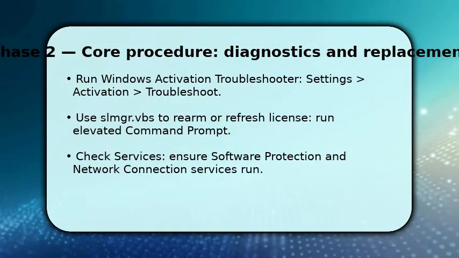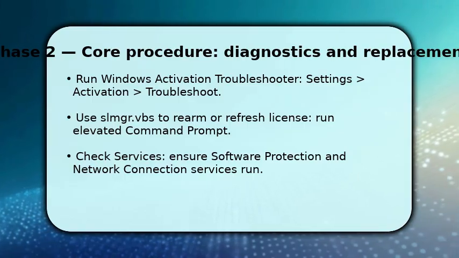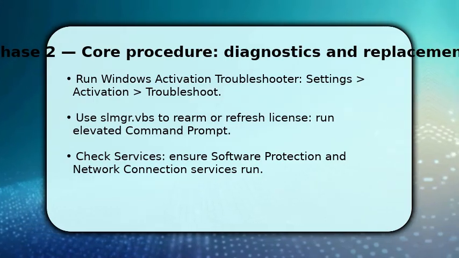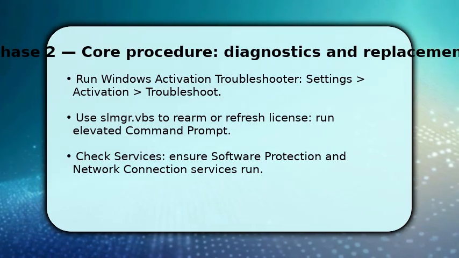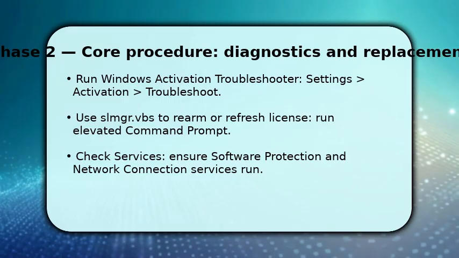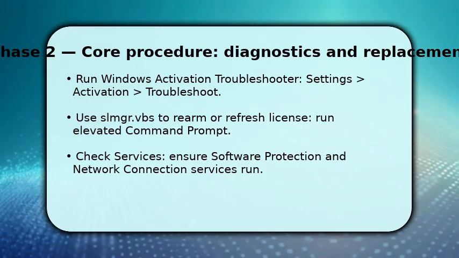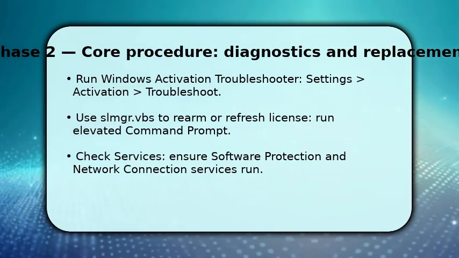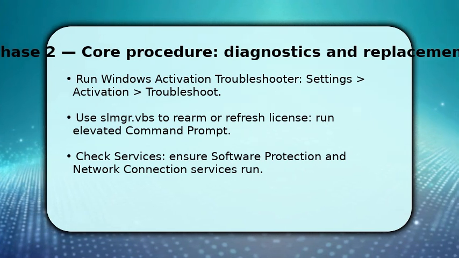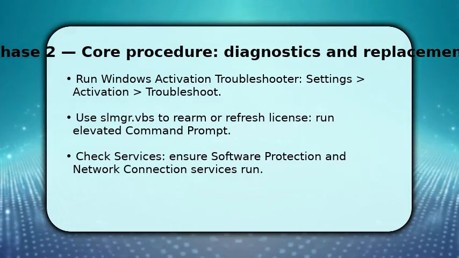Now you will perform the middle, technical steps that resolve most notifications. Start with the built-in troubleshooter in Activation. It can repair licensing files automatically. If that fails, open an elevated command prompt and use slmgr.vbs commands to rearm, refresh token, or reinstall the key. This forces Windows to reevaluate activation. Also, check services to confirm software protection and network-related services are running because activation needs them. If you change a setting, restart Windows to allow services and licensing components to sync properly.